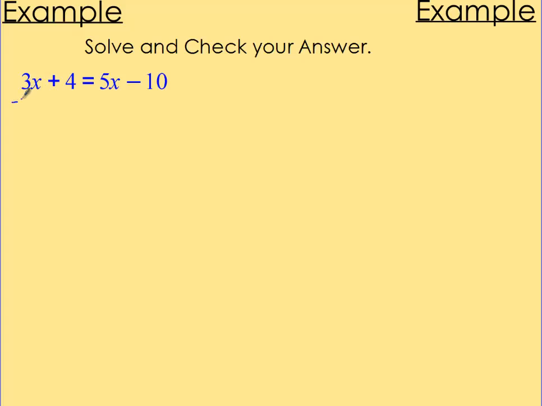The smaller one's usually easier to handle, so minus 3x on both sides. But you could have chosen to subtract the 5x. So what happens when I do that? The 3x's cancel. I get 4 equals 5 minus 3 is 2x minus 10.